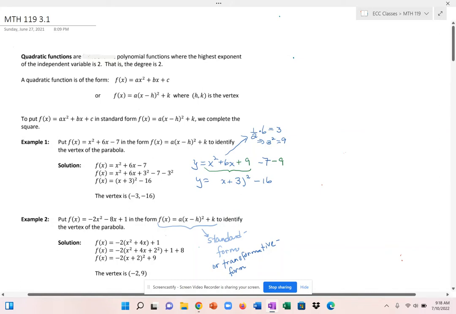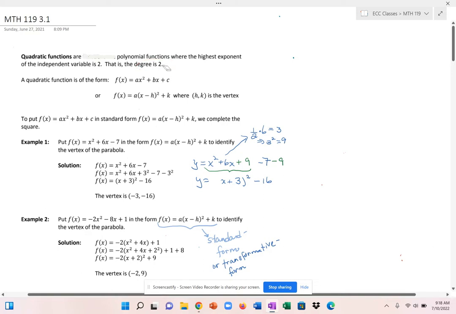Hi, this lesson is about quadratic functions. Quadratic functions are polynomial functions. They are a type of polynomial function where the highest exponent of the independent variable is 2. So we call it a polynomial of degree 2.